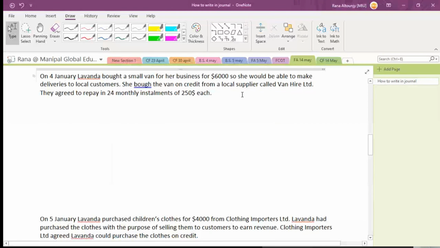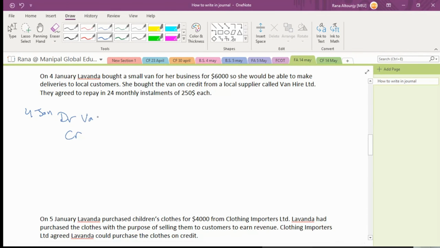On the 4th of January, Lavanda bought a small van for her business for 6,000, so she would be able to make deliveries to local customers. She bought the van on credit from a local supplier called Van Hire Ltd. They agreed to repay in 24 monthly installments of $2,250 each. So this is no problem. Okay, she bought on credit. You don't need to check the rest of the details. She bought the motor van for the amount of $6,000, and she bought it on credit.